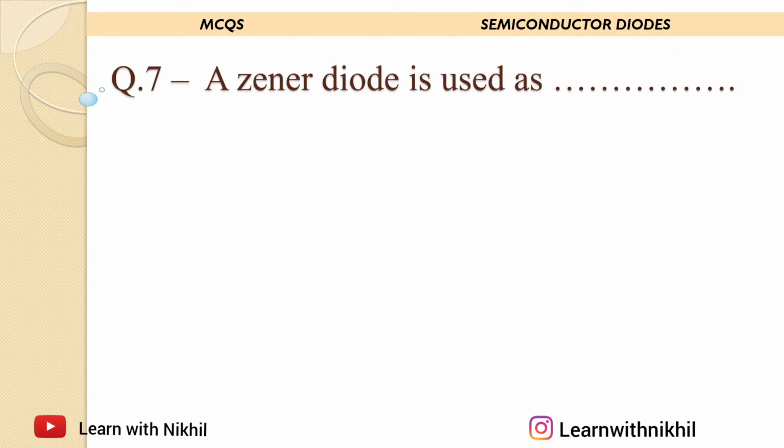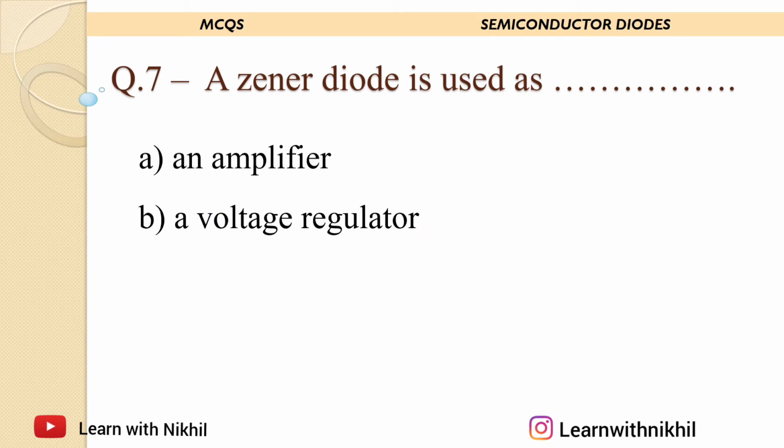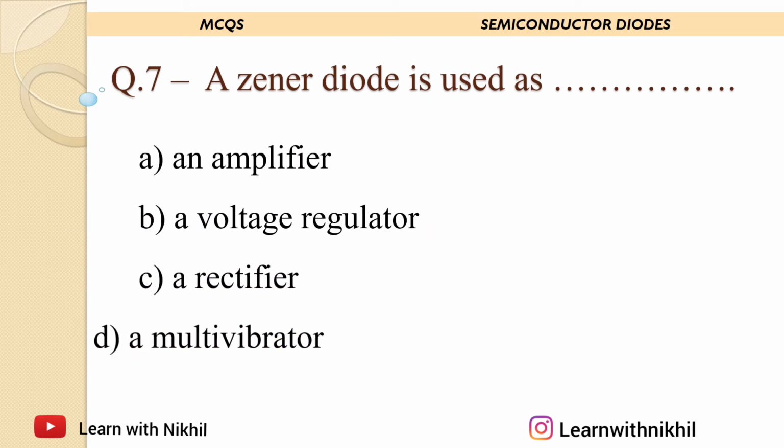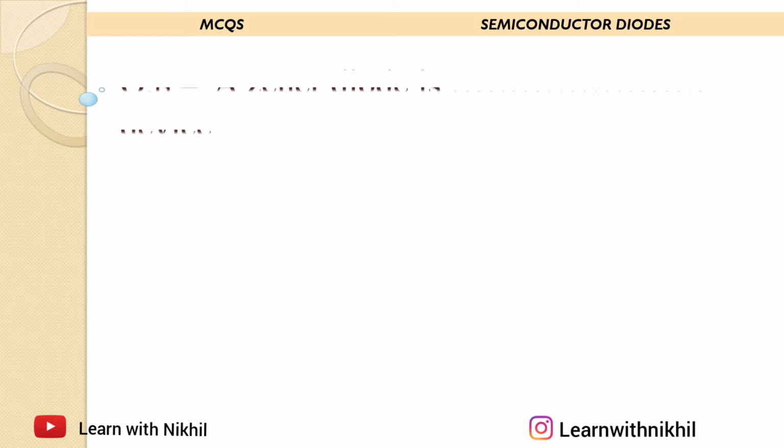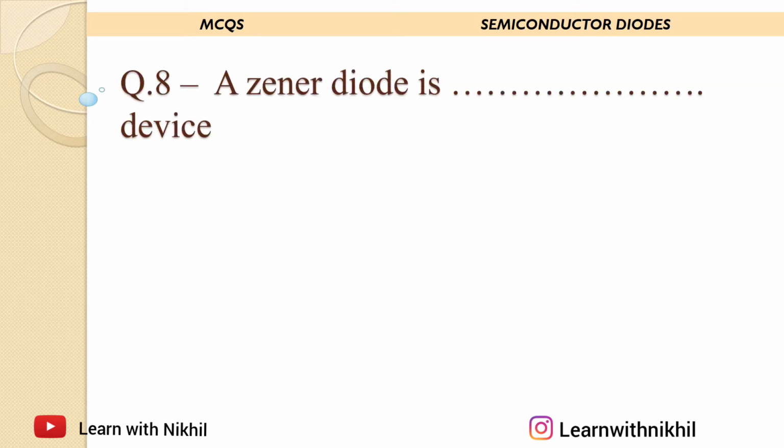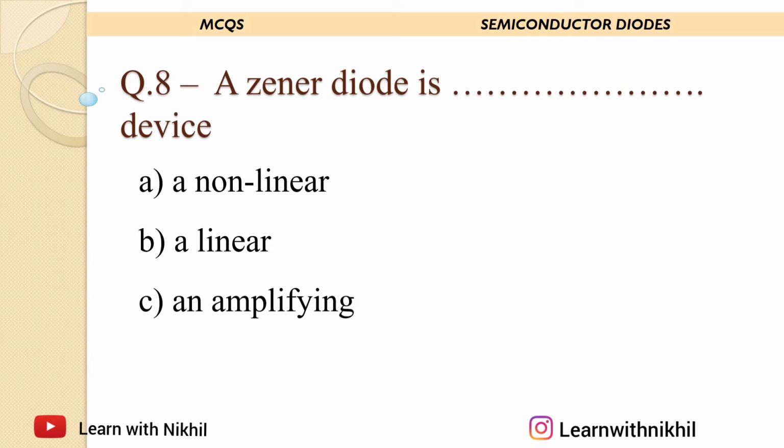Next question, a Zener diode is used as a amplifier, a voltage regulator, rectifier or a multivibrator. So the Zener diode is always or mostly used as a voltage regulator. Next question, Zener diode is a dash device, a non-linear device, a linear device, an amplifying or an oscillating. Answer is non-linear.